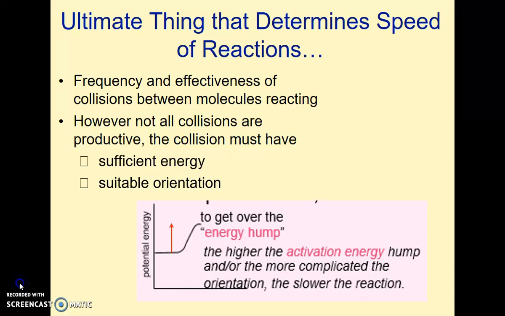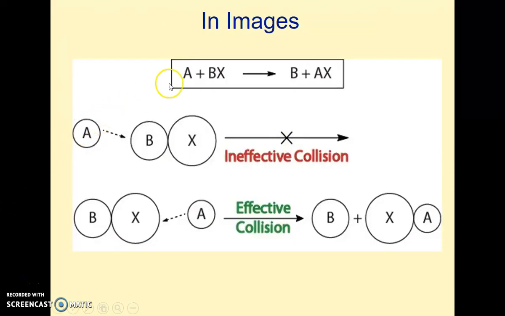In this image, just to look at this collision idea in pictures, this picture is mostly about the difference between ineffective and effective collisions. So if you see here, we have a reaction where A is reacting with a compound BX, and A is going to kick B out, and now B is bonded to X. Now in the first image, A collides with B, and that's not an effective collision, because we don't want to bond A with B, we want to bond A with X. So this, while a collision that occurs, is not effective. It doesn't make the reaction occur.